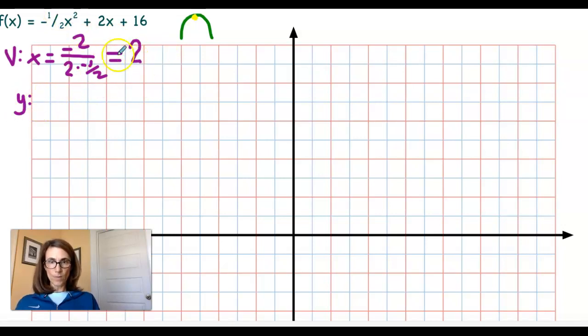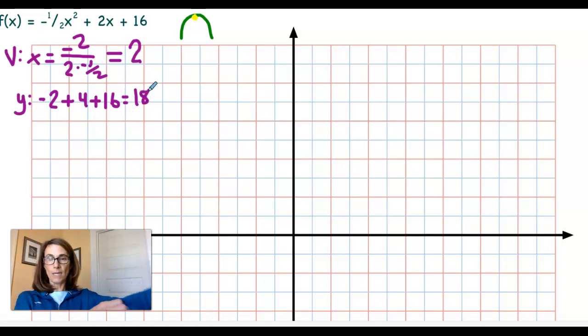For your y value, we have to plug that 2 in to here. So 2 squared is 4. 4 times negative 1/2 is negative 2, plus 2 times 2, which is 4, plus 16. So that gives us a y value of 18.